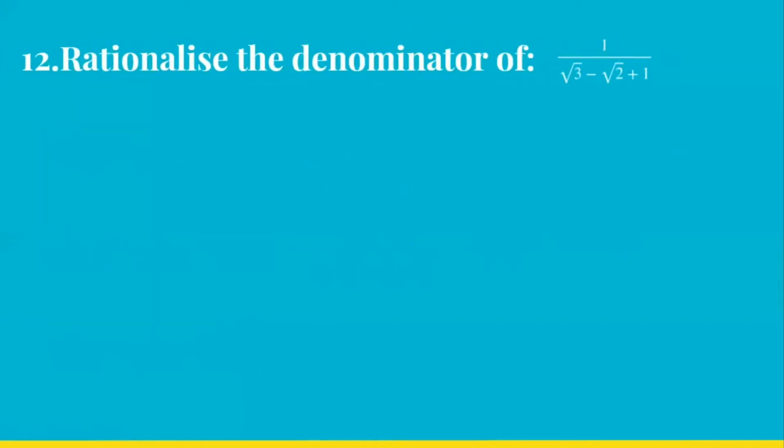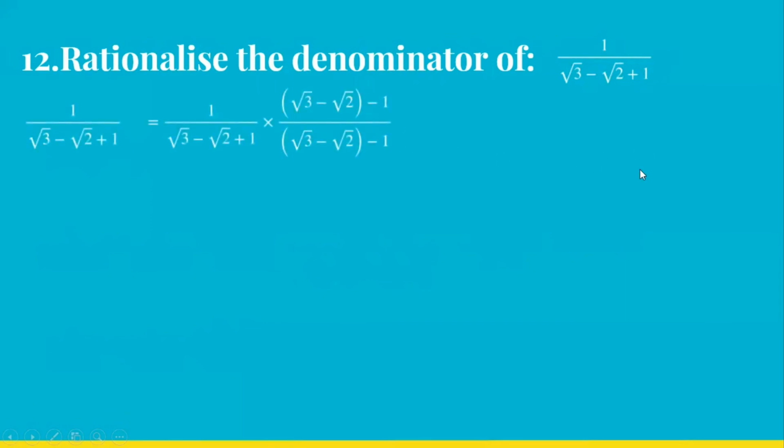Rationalize the denominator. Now here the rationalizing factor is going to be, you have to take the root terms together and this plus 1. So the rationalizing factor is going to be root 3 minus root 2 minus 1. Right? So root 3 minus root 2 minus 1. Let us put that in brackets. Let us take this together.